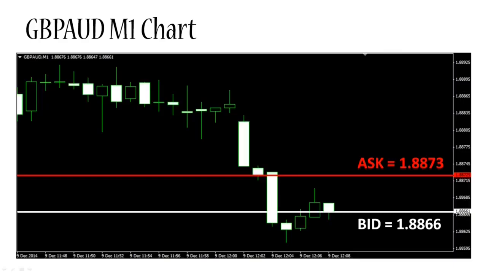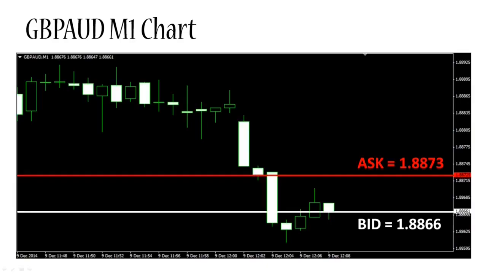Same principle applies on the Forex market. Any Forex currency pair actually has two prices, the ask price and the bid price. The ask price will always be above the bid price, and the ask price is the price that you would be quoted at if you want to buy the base currency. If you want to sell the base currency, you will be using the bid price.